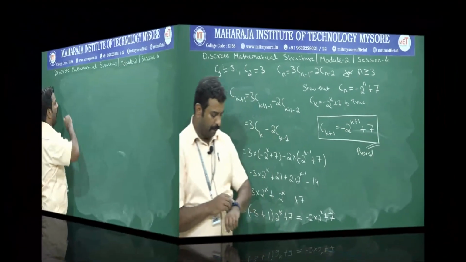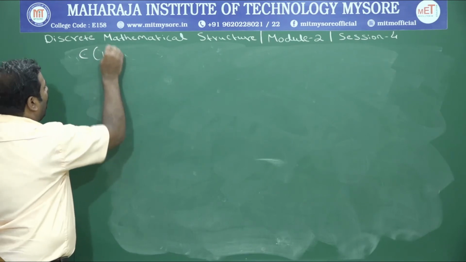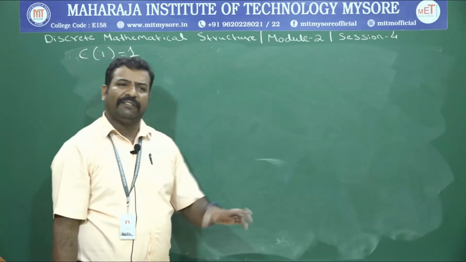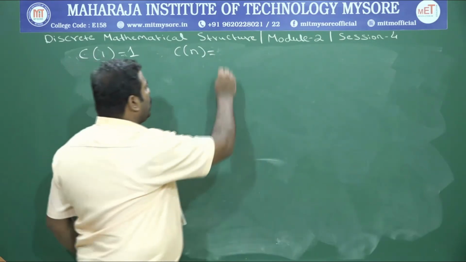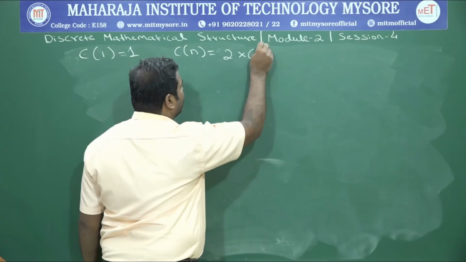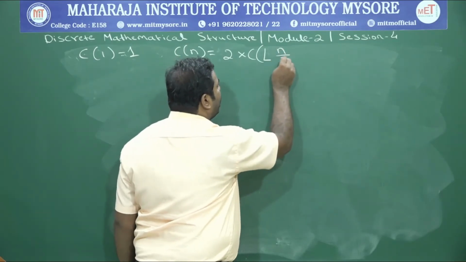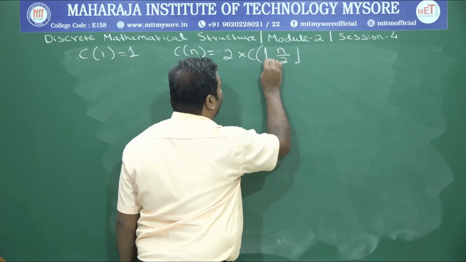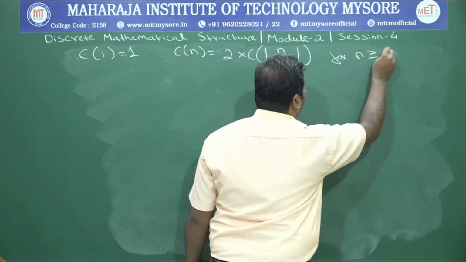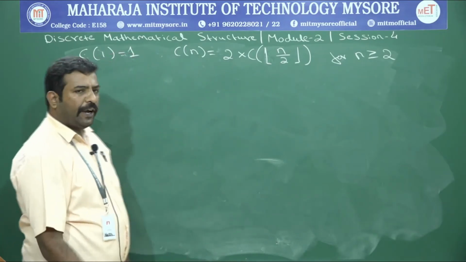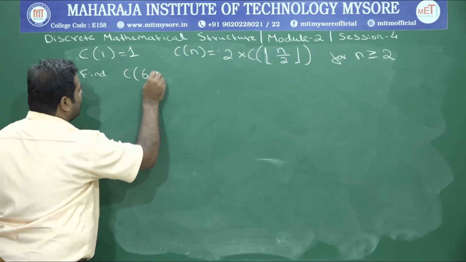So we'll just try to solve one more problem. Fine. So the next problem we are going to consider is, I'm just going to say c of 1 equals 1, which is also saying c1 equals 1, and c of n is equivalent to 2 into c of the floor of n divided by 2. And now just observe this floor value divided by 2. So for n greater than or equal to 2, you need to find what is c of 67.